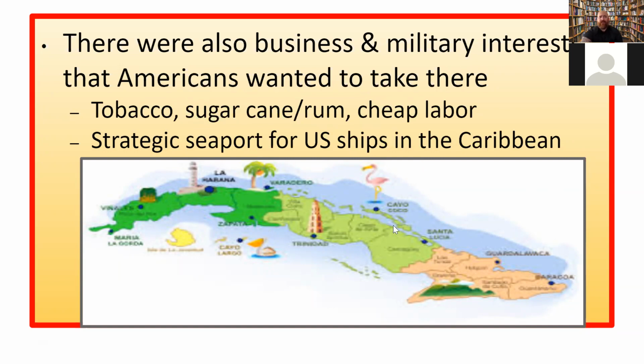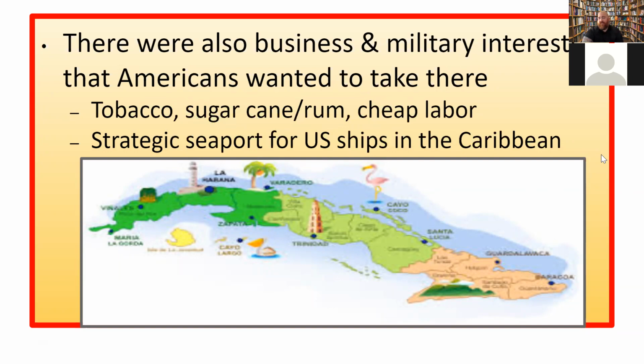Because unless you're in the southern tip of Florida and the Keys, most of this stuff doesn't grow anywhere in America. And people like this stuff, right? People like sugar. People like the rum. They like the cheap labor. They like pineapple. They like those fruits. They like those tropical things. And so they want it.